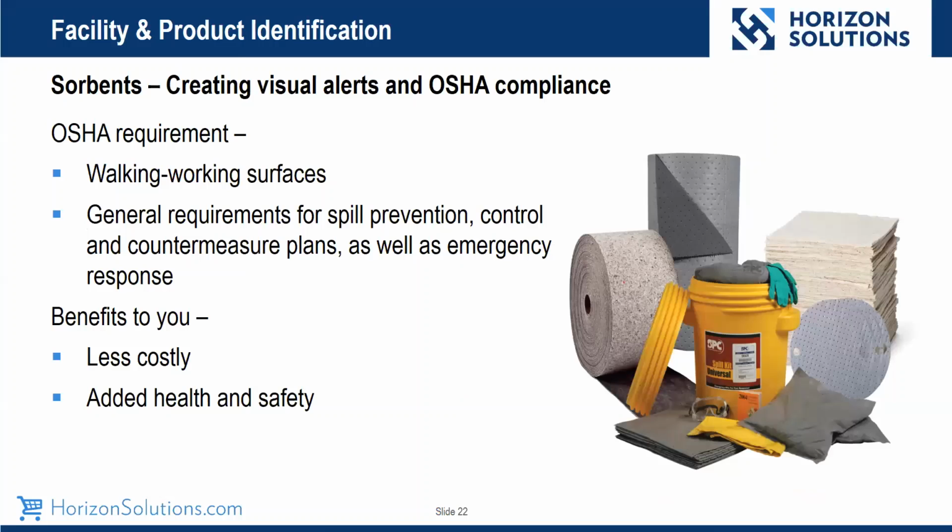Moving on from visual-based services, still talking about visual-based products, I wanted to very quickly hit on sorbents and creating visual alerts within your facility. Obviously, OSHA requires walking or working surfaces that are free of debris and the potential for slips, trips, and falls. They also reference general requirements for spill prevention, control and countermeasure plans, as well as emergency response. And that's where sorbents, polypropylene sorbents are specifically mentioned within OSHA compliance.